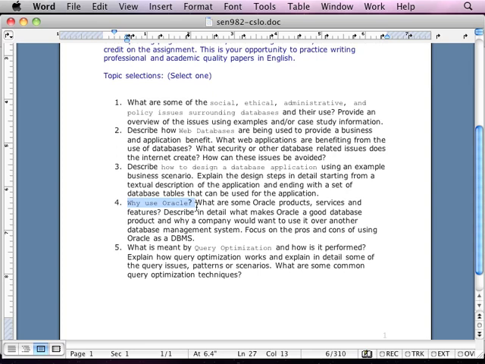So, why use Oracle? What's meant by query optimization? This is actually kind of an interesting one. You can actually do query optimizations, query by example. There's all sorts of different things to fine-tune databases, and today's all been about database efficiency, so that kind of fits into some of the topics from today. But explain how query optimization works in some detail: some query issues, patterns, scenarios, and what some concerns are involving query optimization techniques, things like that.